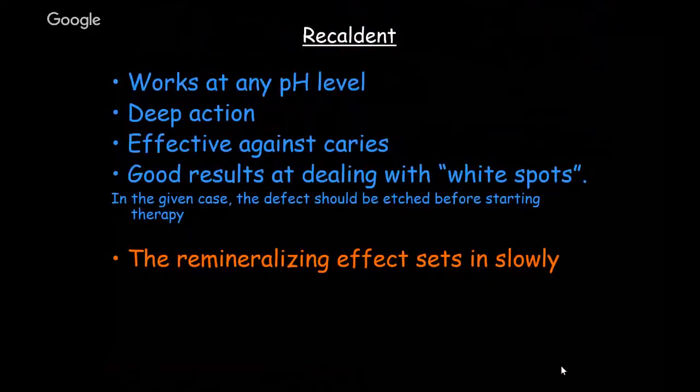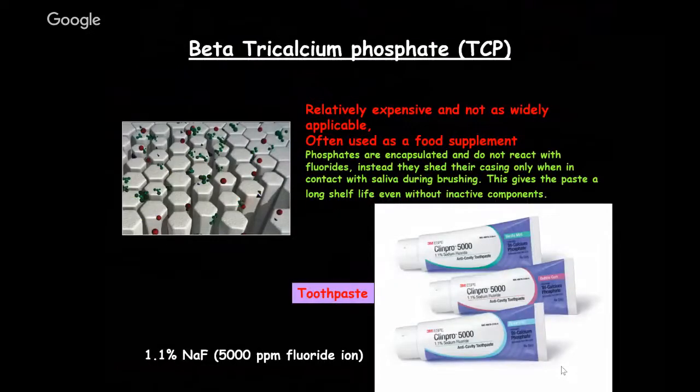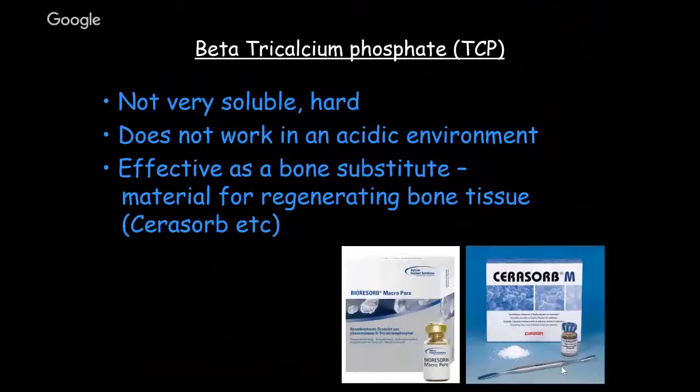What about Recaldent? It works at any pH level, has deep action, very good results with white spots, is effective against caries, stops caries, and the remineralization effect is good but slow. Beta-tricalcium phosphate, TCP, is relatively expensive and not widely applied now. It is often used as a food supplement, and in dentistry TCP is actively used in some bone tissue regeneration materials, for example Bioresorb, Cerasorb.